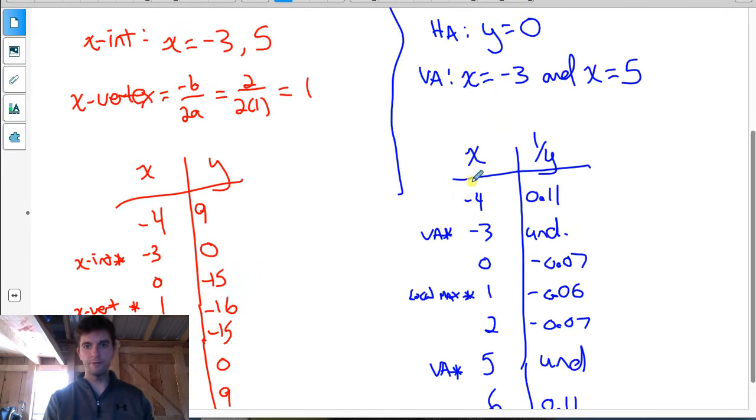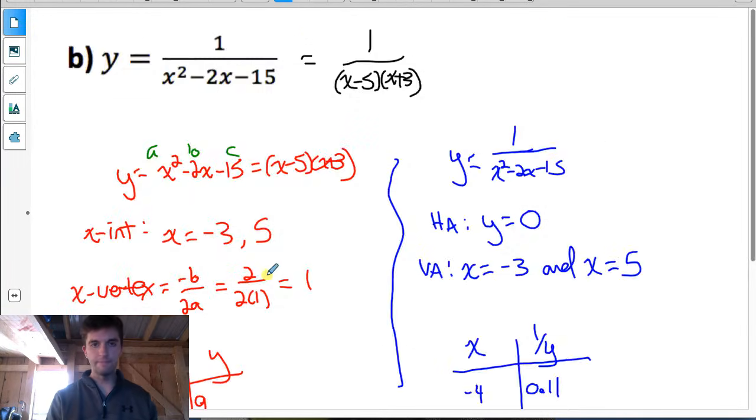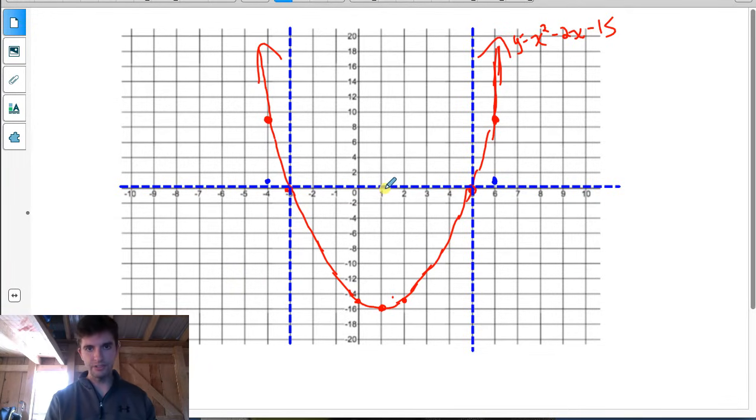Let's look. Our first point is negative 4, 0.11. So it's right about here. And then we also had a point at 6, 0.11 over here. And now let me get the points that were in between here. It was at 1, negative 0.06. Now I'm going to exaggerate how low that point is just for effect, but it's around right here. And then at 0 and 2, the point was down slightly more to negative 0.07, so slightly lower.